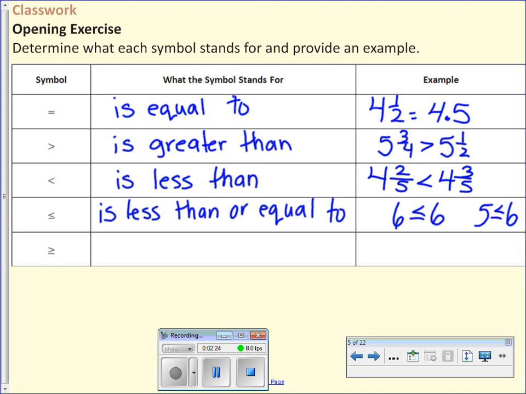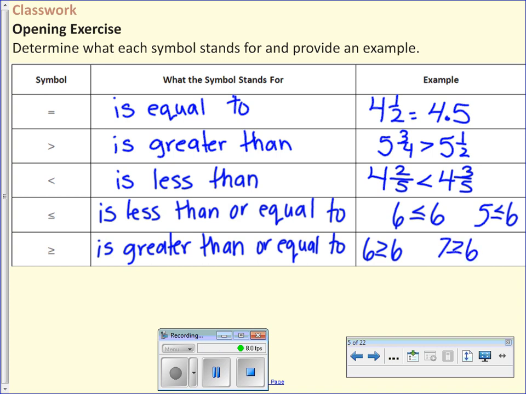And the last one? What's the last symbol? Greater than. Is greater than or equal to. So to answer your question, 6 is still greater than or equal to 6. But also 7 is greater than or equal to 6. So those are both true statements.